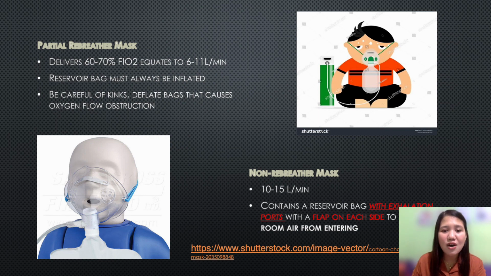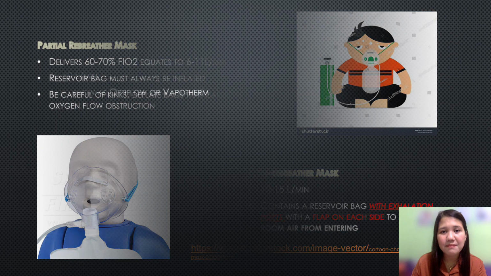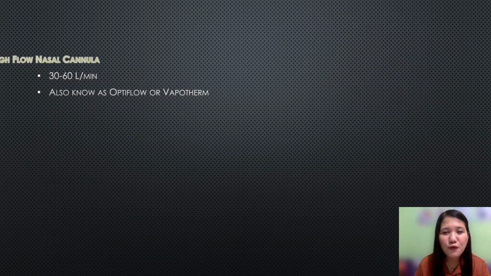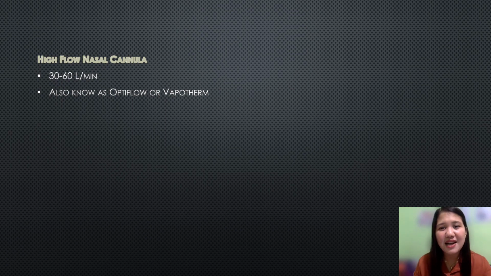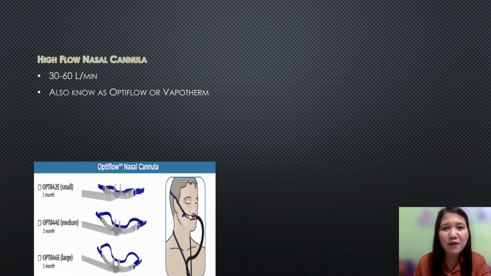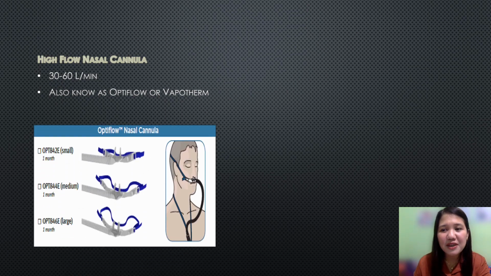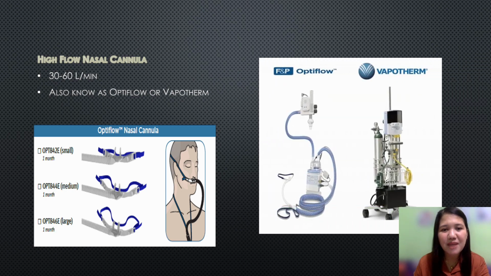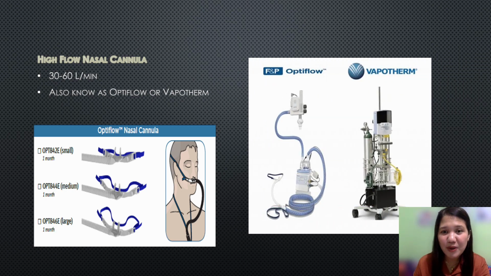Moving on, let's talk about higher oxygen delivery systems. First, we have the high flow nasal cannula, also known as Optiflow or Vapotherm. This can deliver 30 to 60 liters per minute with a combination of heat and humidity to help decrease mucous membrane damage, and is overall better tolerated because it has prongs that are narrow and more comfortable for the patient. Let me give you one nursing key point to remember.